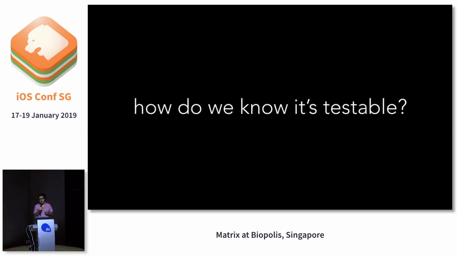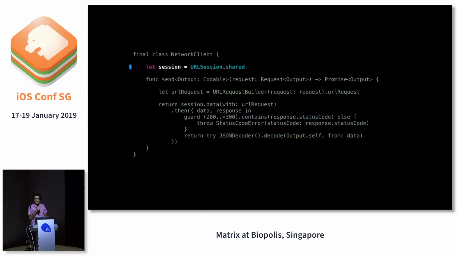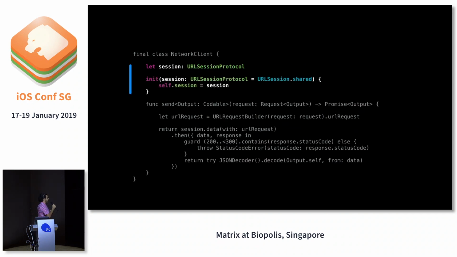So how do we know that it's testable? There's a couple of little things we can look at that tell us that. One thing is that it only has one singleton in it. That one singleton is the URL session. If you could mock out that URL session, maybe by wrapping it in a protocol, you can inject that into your initializer for this class, and then you can go about testing it. So it's dependent on only one singleton. That makes it a little bit easier to test.